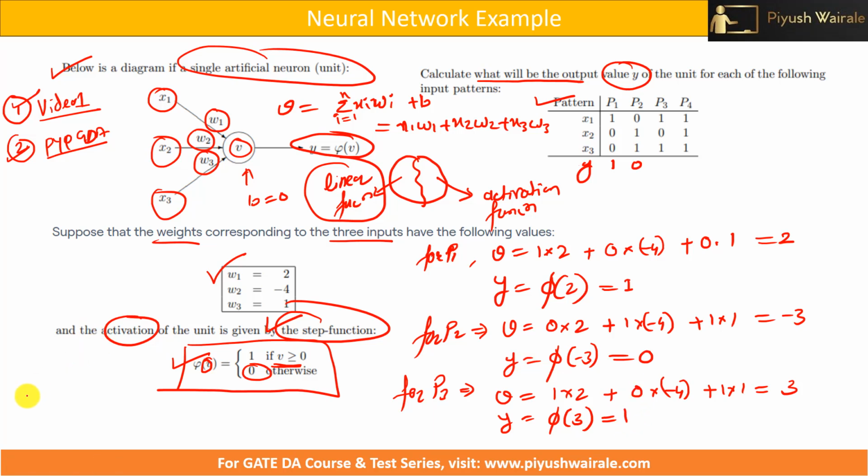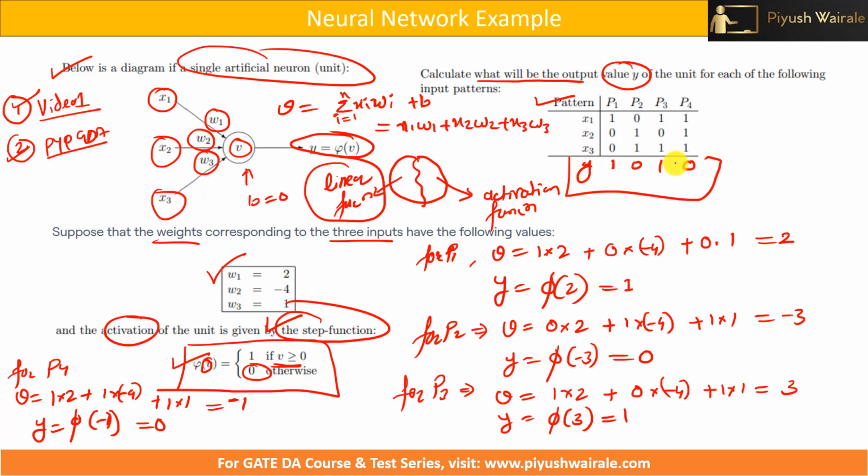Same thing we can do for P4 as well. For P4 we have 1 1 1 as input, and the corresponding weights are what? 1 into 2 plus 1 into minus 4 plus 1 into 1. So 2 minus 4 plus 1, that is minus 1. So here we got the value minus 1. What will be the value of y here? The value is less than 0, that is minus 1, so it equals 0. So that's it. For input pattern P4 we have 0, for input pattern P3 we have 1. So this will be the answer.